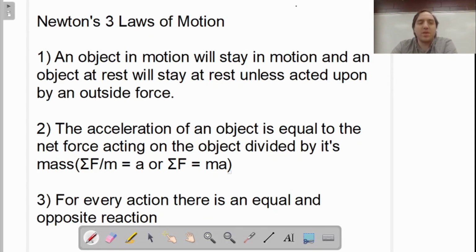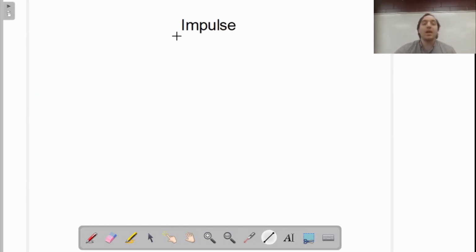Last time we started by talking about Newton's three laws of motion. We talked about how an object in motion will stay in motion and an object at rest will stay at rest unless acted on by an outside force. And we talked about how this is momentum. What we didn't talk about is this section right here: unless acted upon by an outside force. The outside force which causes changes to your momentum is what we refer to as impulse.